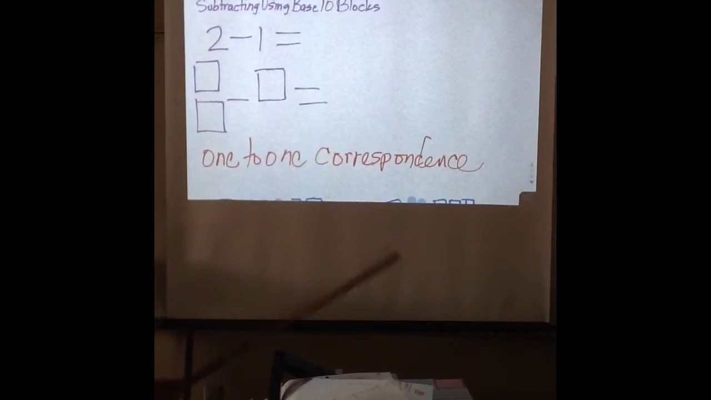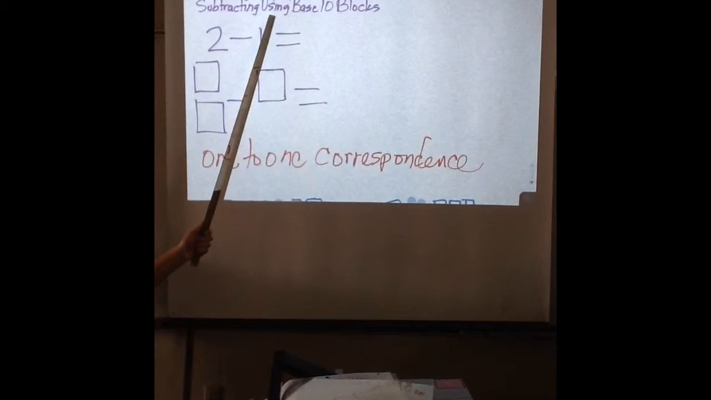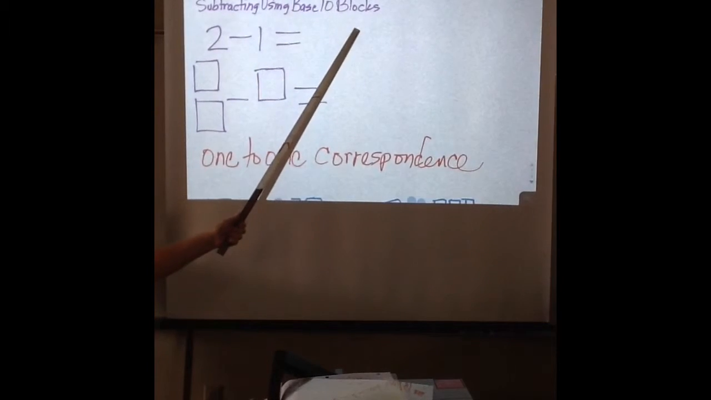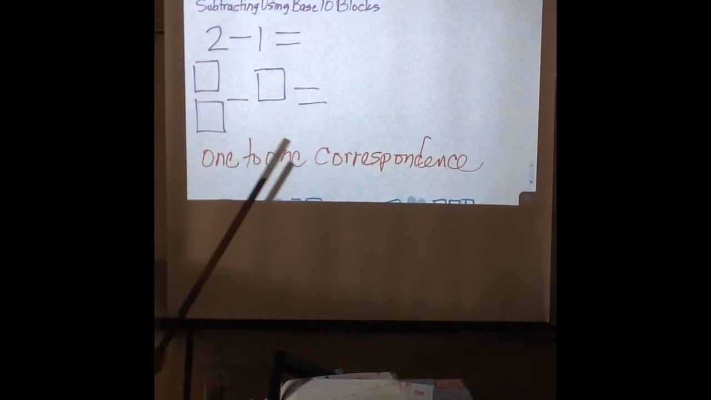Hi, welcome back to math. Today we're going to be talking about subtracting using base 10 blocks. Subtracting using base 10 blocks.